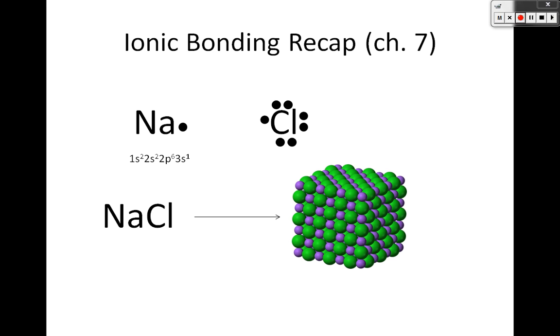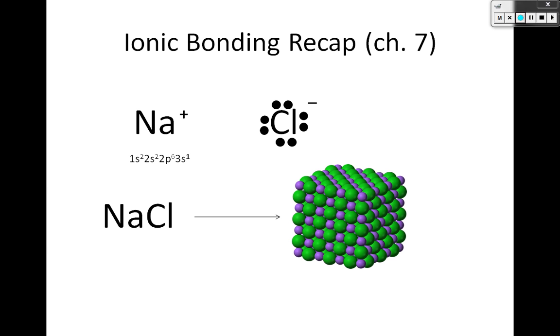And what happens is they each want a full valence shell. And so chlorine is so much more electronegative than sodium that it actually takes sodium's valence electron, and then both atoms end up with a charge. Chlorine with a negative charge because it took an electron, which is negative. Sodium with a positive charge because it lost an electron, and so it has an extra proton compared to electrons.